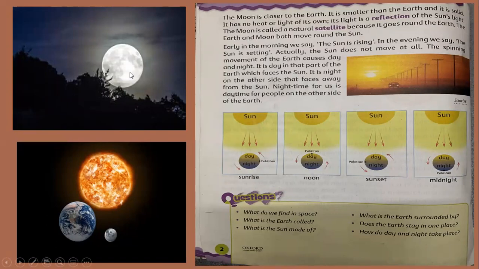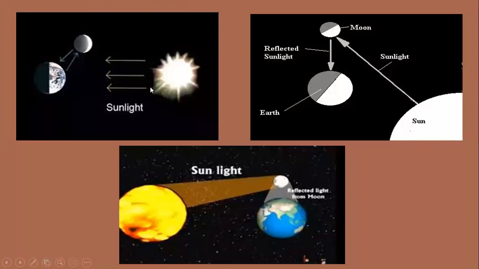But actually, it is not the light of the moon. Like the sun. Sun has its own light because sun is the star, but moon is the satellite. It does not have its own light. It reflects the sunlight. I will tell you, look like this. First, see this picture. This is the sun. Here is the moon, and this is our earth.